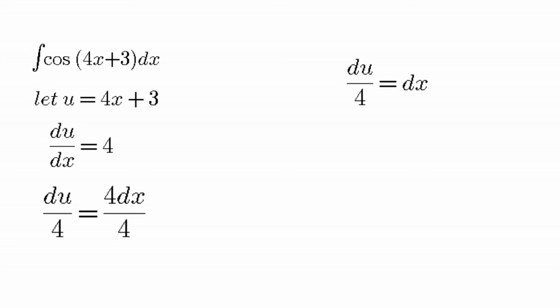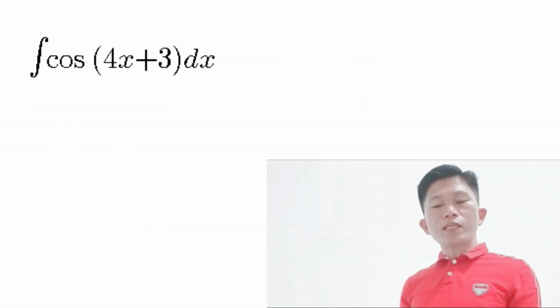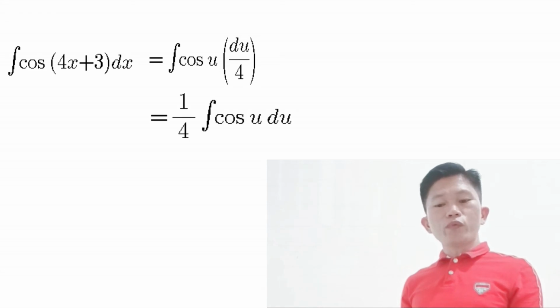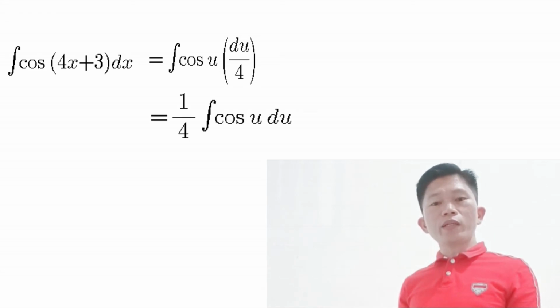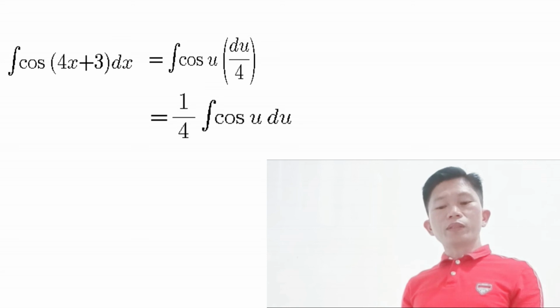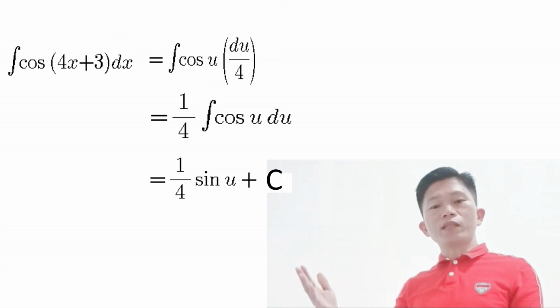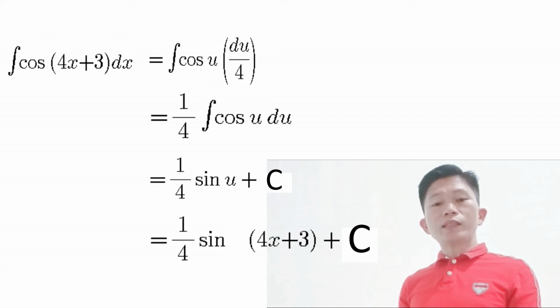So the integral of cosine the quantity 4x plus 3 dx can be written as the integral of cosine u times du over 4. And then it is equivalent to 1/4 times the integral of cosine u du. Applying the integral of trigonometric function, it becomes 1/4 sine u plus c. And then our final answer is equivalent to 1/4 sine the quantity 4x plus 3 plus c.